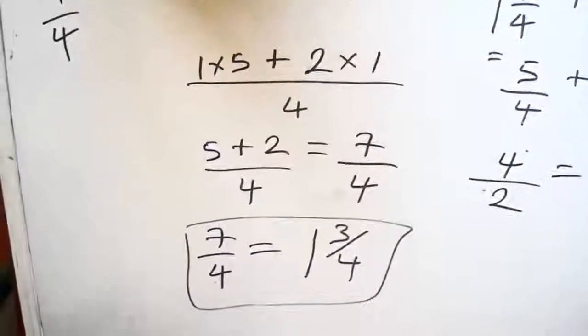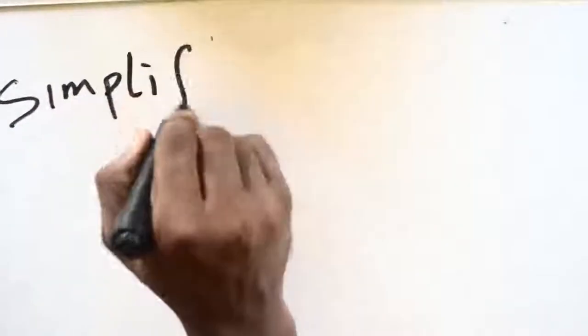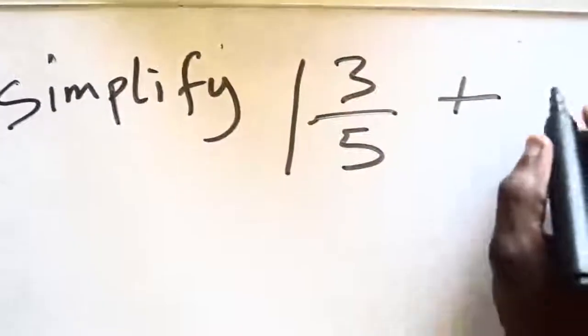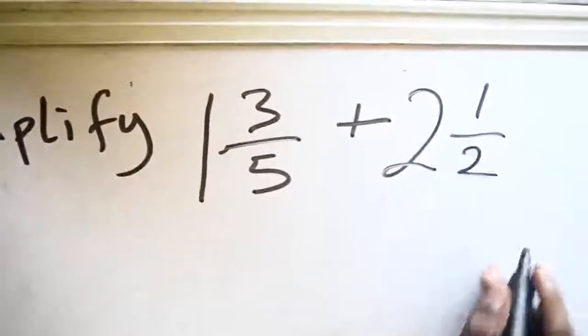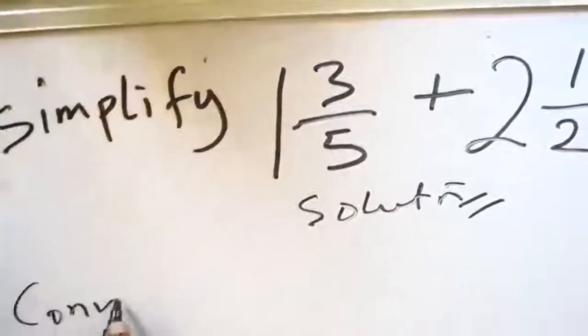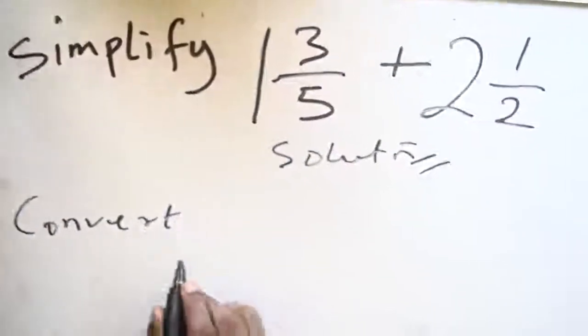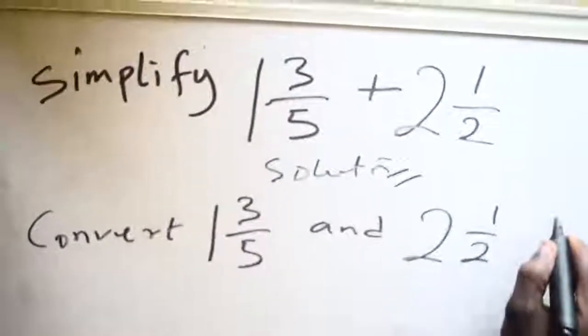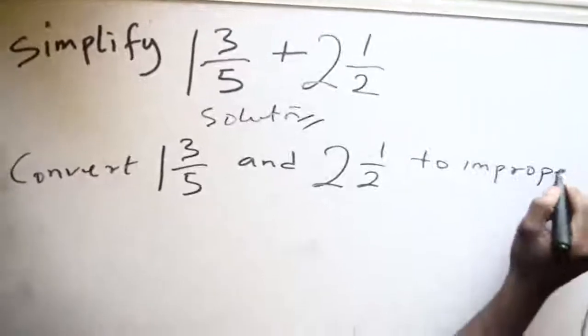So let me give you another instance. In the event whereby you are given this question to solve, let's say they give simplify. Sometimes they write simplify instead of solve. I'm giving simplify 1 whole number 3 over 5 with, let's say, 2 whole number 1 over 2. So the next thing, you just write solution. Just convert the entire mixed fractions to improper fractions. Convert 1 whole number 3 over 5 and 2 whole number 1 over 2 to improper fractions. When you do that, you are good to go.